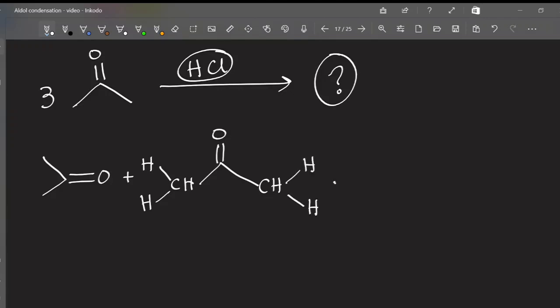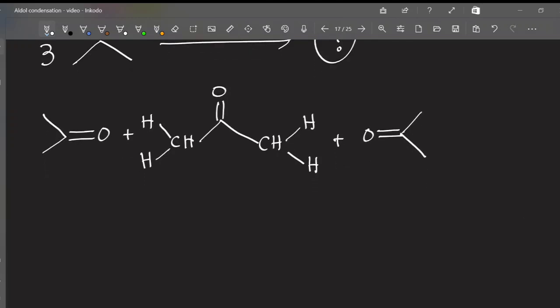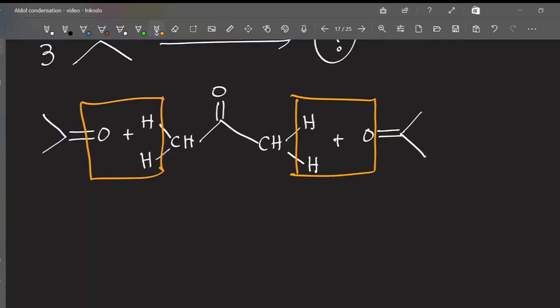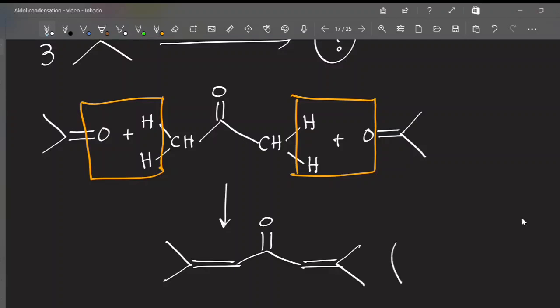So this is one of the moles, and then we have another acetone molecule. Hope you understood what I'm doing. On this side one H2O will be lost, on the other side one H2O will be lost. So finally, after the heating step, we are going to get a conjugated ketone. This compound is called phorone.